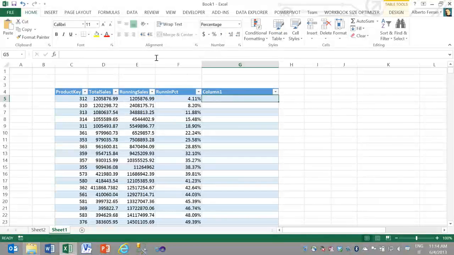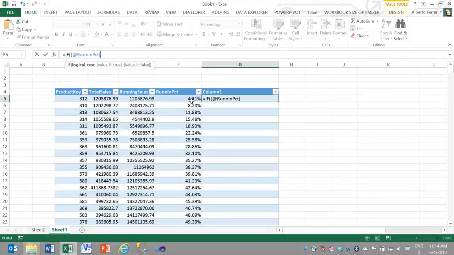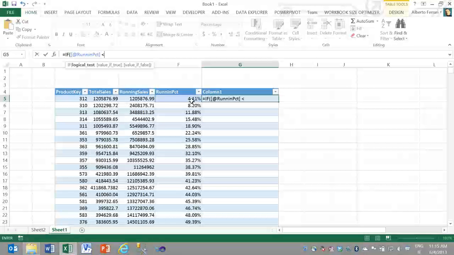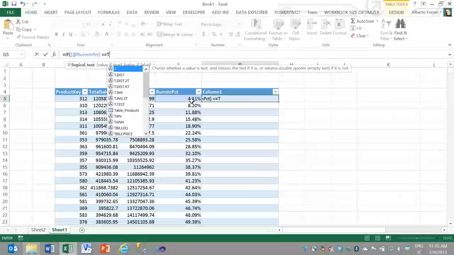Okay, let's start again. Equal. If. I think it's much more stupid than this, and it's just the space between if and the parentheses. If running percentage less than or equal 0.7, then we are in class. I hate that.